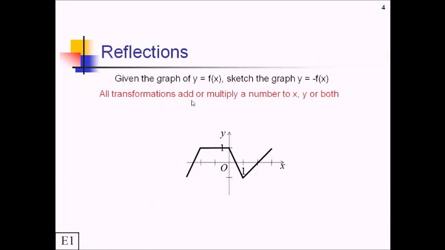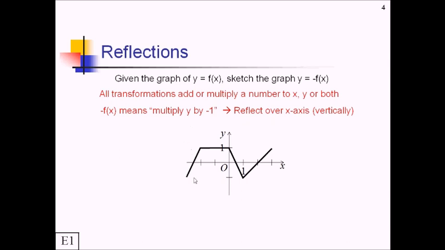Now, all transformations involve adding or multiplying some constant to x or y or both. Reflections all involve negating the output or the input. If we have negative f of x, what that means is we're applying the function first and then multiplying the output by negative 1. So we're multiplying all the y values by negative 1 in this case. Which means if you're negating all the y values, you're flipping everything over the x-axis.